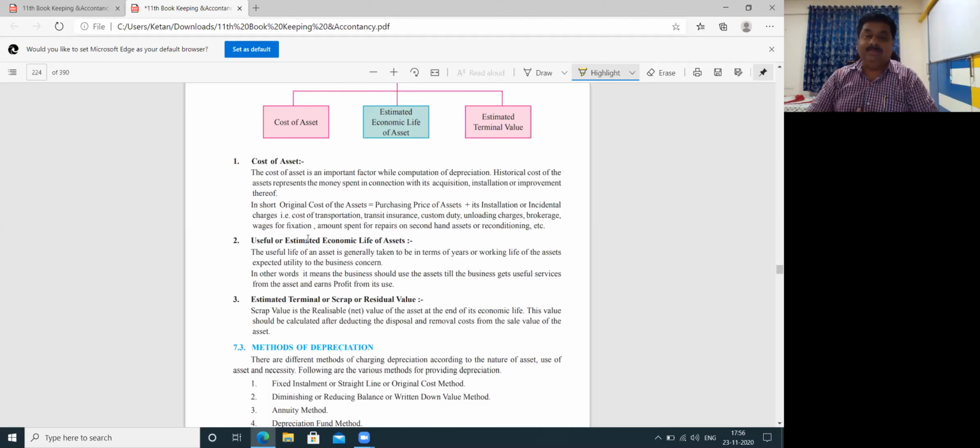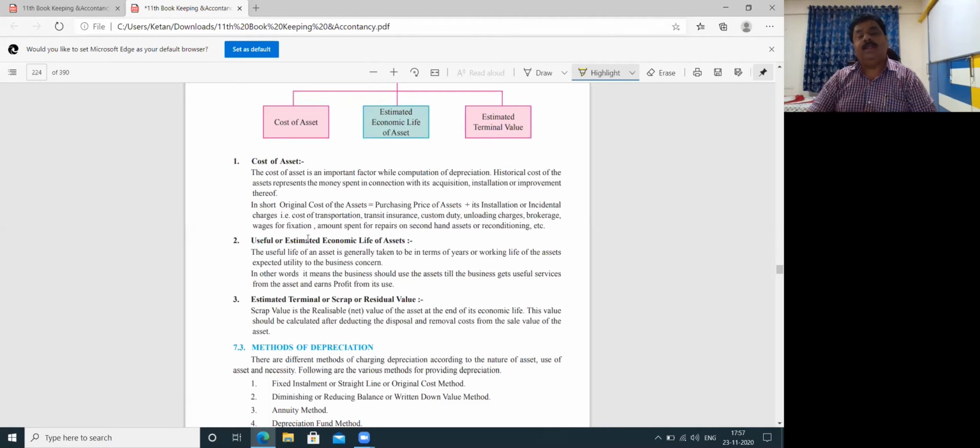Or you take the example that you are purchasing a motor car of rupees 10 lakhs and you are paying for accessories, RTO registration charges and all that, another 1 lakh. So the total value of the car is 10 plus 1, 11 lakhs.